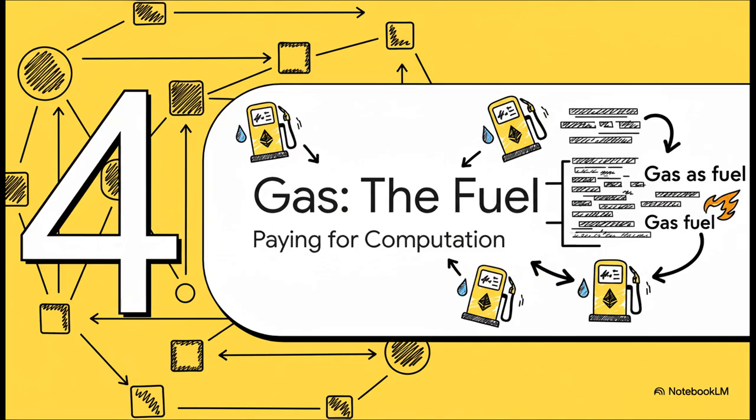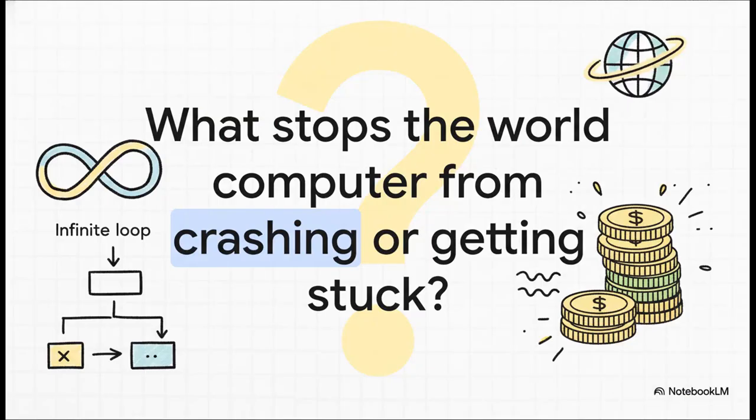And that brings us to maybe the most critical piece of this whole puzzle. If you have a global computer that anyone, anywhere can run code on, how on earth do you stop people from abusing it? This is where gas comes in. I mean, that's the million-dollar question, right? What's to stop me from writing a malicious program with an infinite loop and just deploying it to clog up the entire network forever? The answer is both incredibly simple and totally elegant.